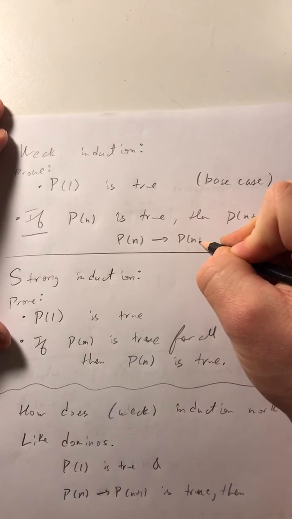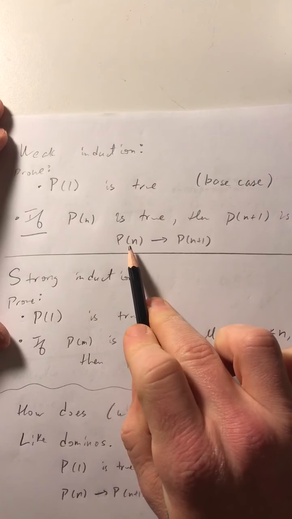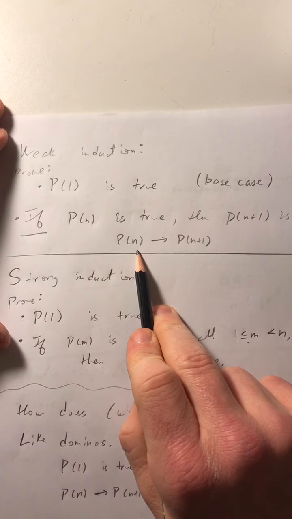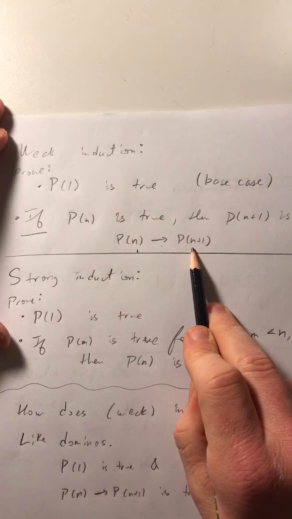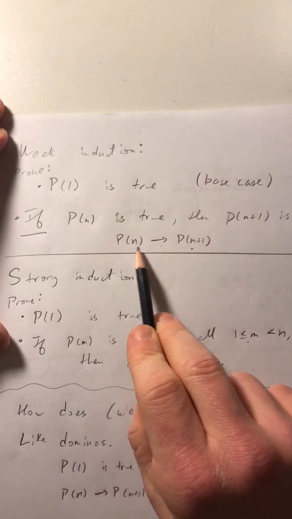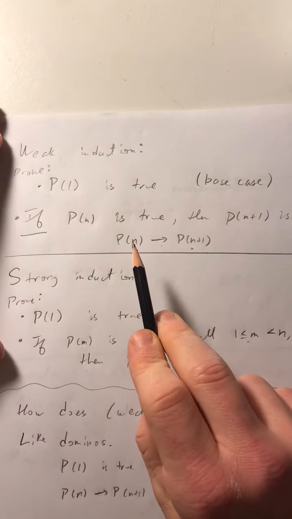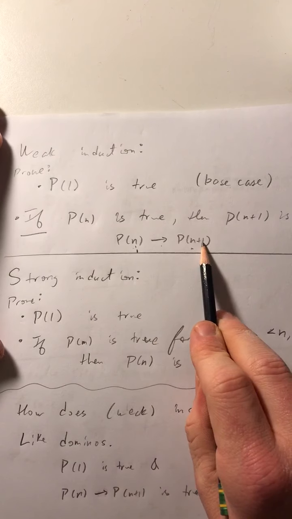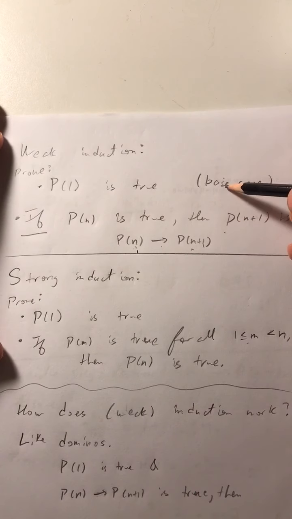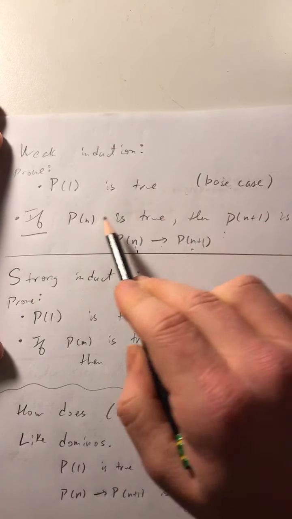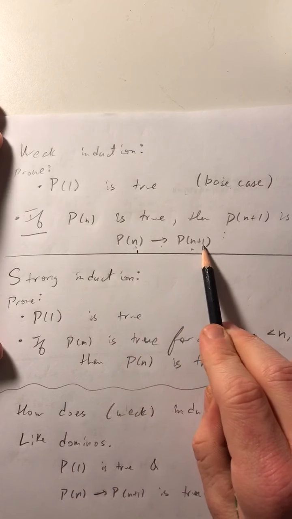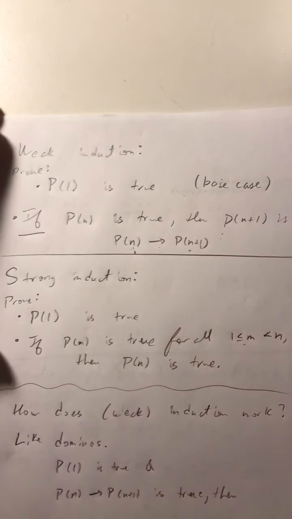this, in symbols. Okay? I'm saying if P of n is true, then P of n plus 1 is also true. I'm not asserting that either one is actually true, but I'm saying that if this one is true, then this one is also true. And if I can prove the base case, and I can prove that if P of n is true, then P of n plus 1 is true, then I get them all.